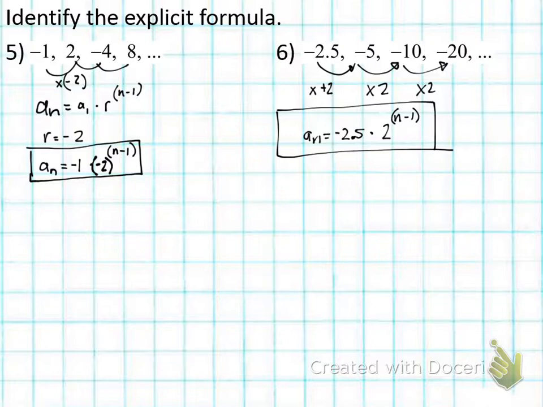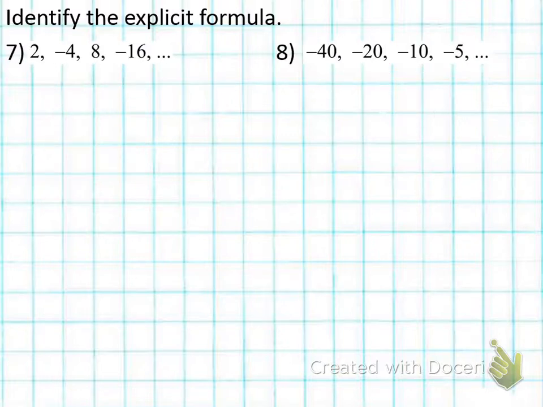So, take 30 seconds to talk to your neighbor. How do we find the explicit formula? Please go through the steps and discuss. Ready, set, go. Continuing on, did you need time to write that last one down? Raise your hand if you need more time. Okay, I'm sorry about that.